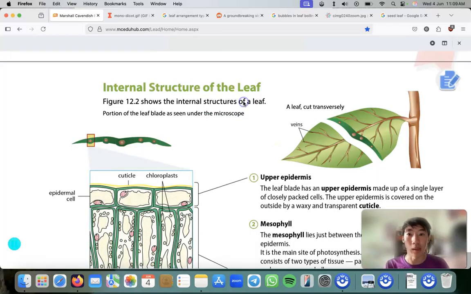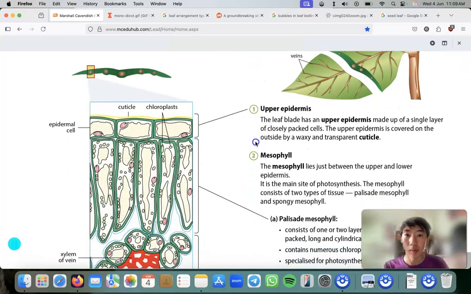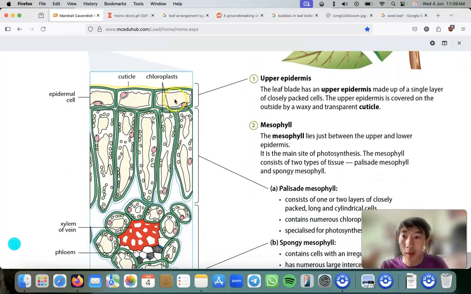Now let's talk about the internal structures of a leaf. What will we get if we cut a leaf in a transverse way like this? Let's start from the top. The first layer over here is known as the upper epidermis, and this upper epidermis is made up of a single layer of closely packed cells. The upper epidermis is covered on the outside by this waxy and transparent cuticle.